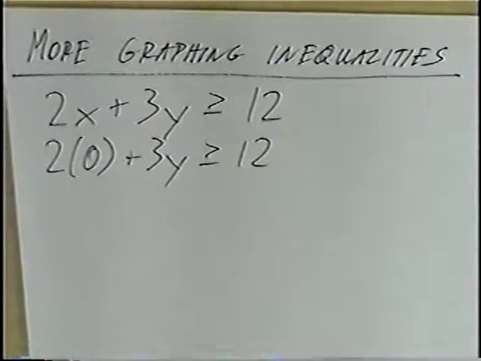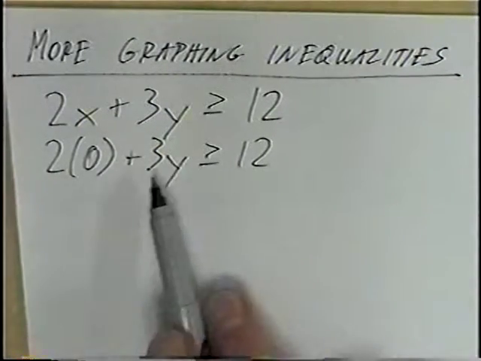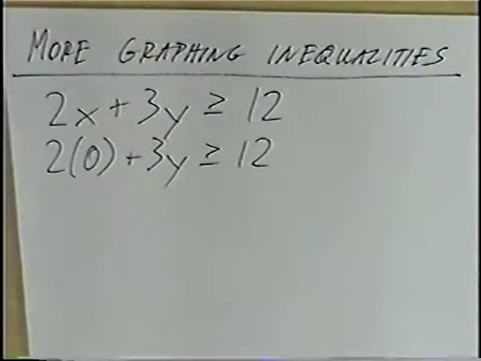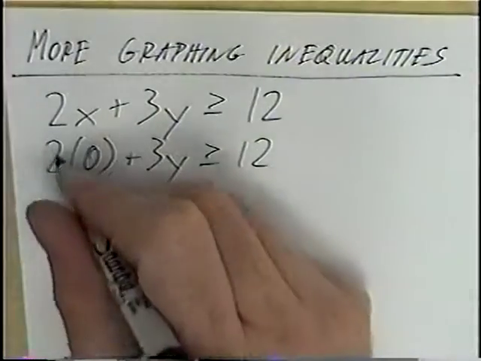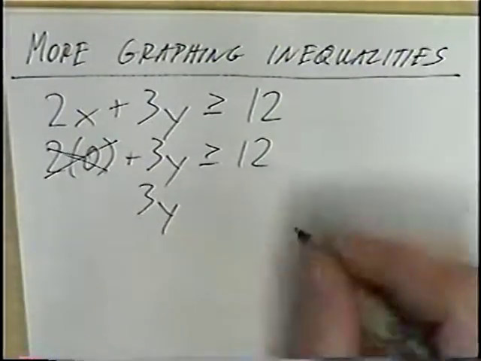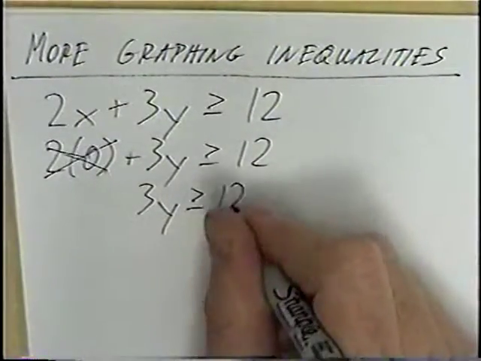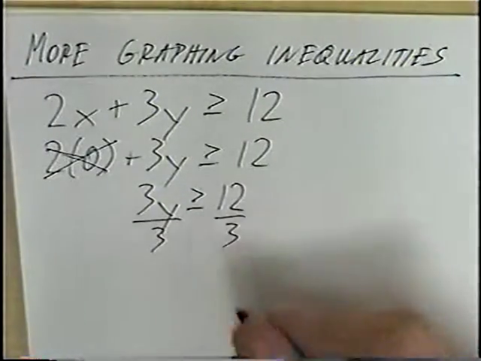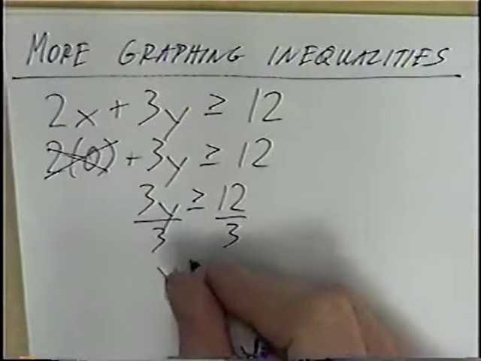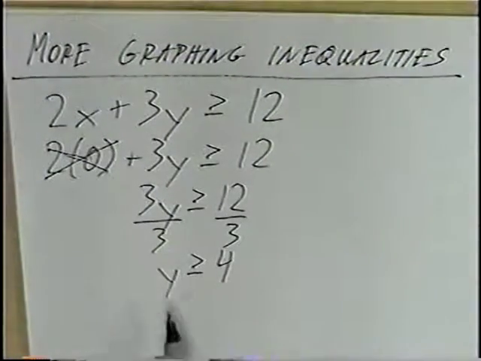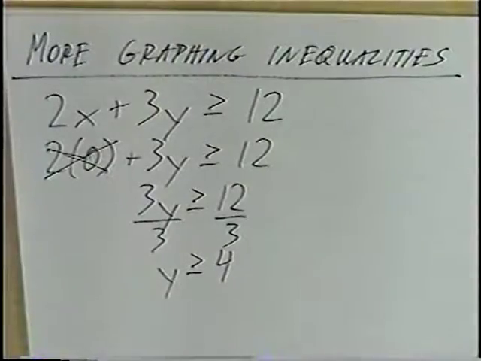We can find the y-intercept, and then solving it a second time, we can plug a 0 in for y and solve for the x-intercept. Plugging a 0 in, 2 times 0 would just cancel, and we'll be left with 3y is greater than or equal to 12. Solving for y, we can divide by 3, so y will be greater than or equal to 4.